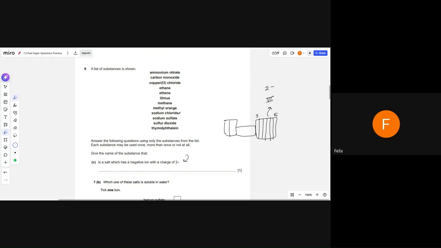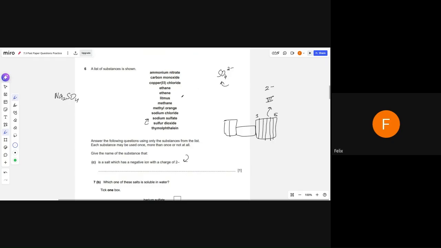So sodium chloride, no, chloride has a charge of -1. So it is a negative ion. Okay, it could be a polyatomic ion. So it's sodium sulfate, because sulfate is SO4, 2 negative, right? And so the formula will be Na2SO4.